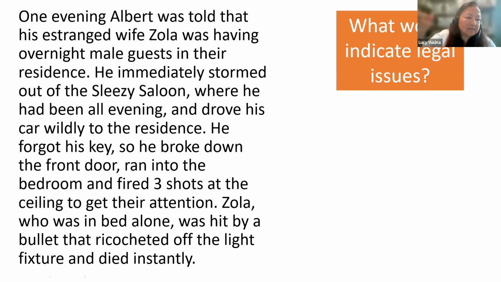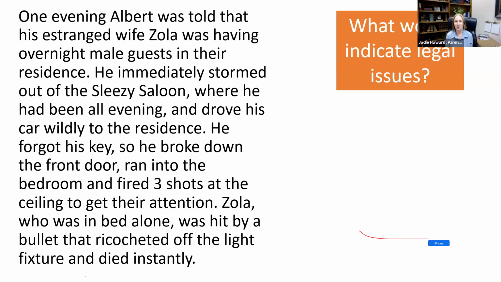When he shot bullets up toward the ceiling. Okay, that's one of them. The fact that he shot, what legal issue do you think that might implicate? It might be assault or battery. Okay, all right, good. Any other thoughts? What other words indicate legal issues? Maybe broke down the front door, breaking and entering. Okay, the fact that he broke down a door, entered, okay.